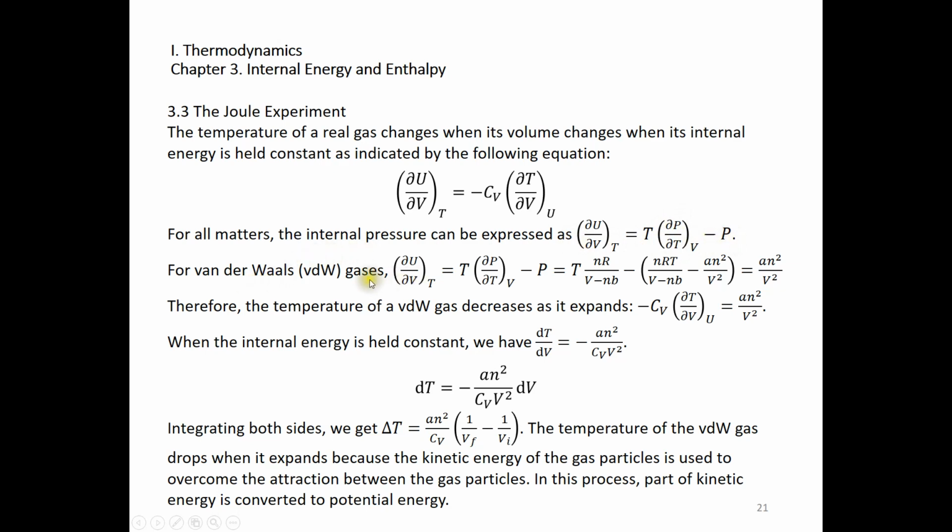For a van der Waals gas, that means we can use the van der Waals equation. We can evaluate ∂P/∂T. It's nR over V minus nb. Alright, we can plug it in and simplify this expression. So this is T times ∂P/∂T, and this is just P. So we get an² over V². That means for a van der Waals gas, its internal energy does depend on volume, and the dependence is positive. It's an² over V².